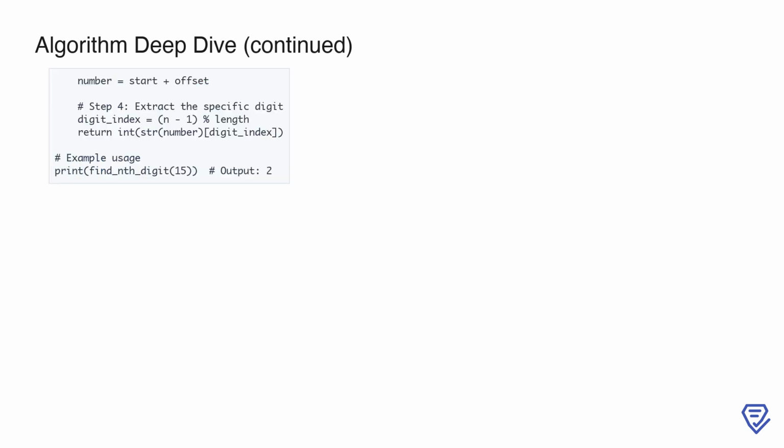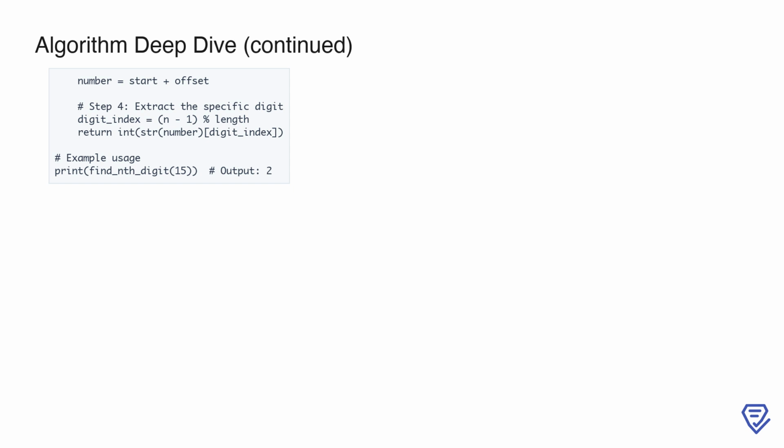Now let's consolidate this process into code. The implementation begins by initializing the digit length as 1 and the count of numbers in the block as 9. Using a while loop, we reduce n by the total digits in each block until n fits within the current block. Then, we calculate the starting number of the block using the formula 10 raised to the power of the digit length minus 1. The offset within the block is determined by integer division of n minus 1 by the digit length, which gives us the target number.